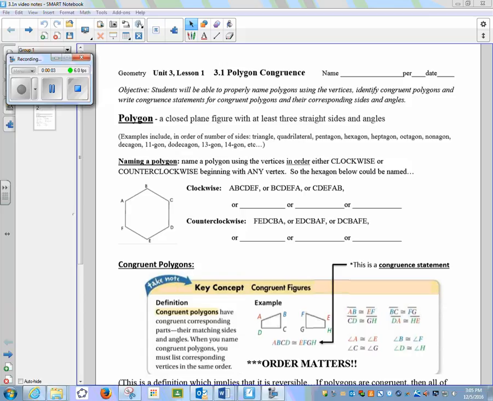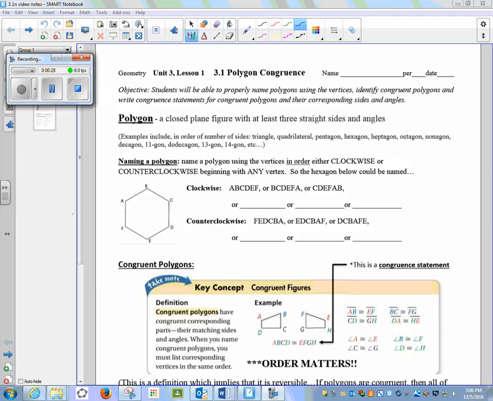Okay, this is Mrs. Myers, and this is Unit 3, Lesson 1, talking about polygon congruence. We're going to be talking mostly about congruent triangles in the next unit, but this gives us a general idea about what polygons being congruent actually means. So a polygon is a closed plane figure with at least 3 straight sides and angles.